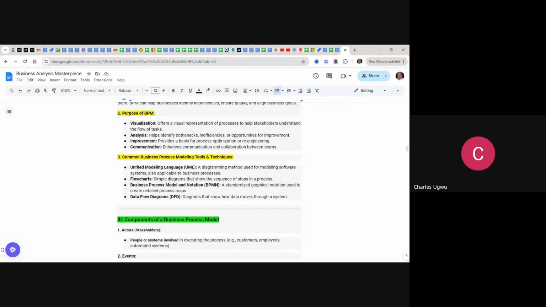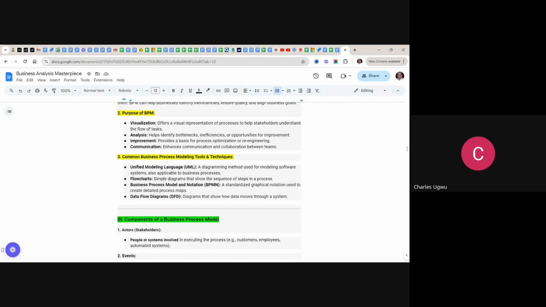Some of us will know what draw.io is all about. I think we've used it before. Is there anybody who does not know these tools I'm calling, like draw.io or Lucidchart or Visio? At this point, if you don't know it, let me know. Okay, all of us know these because I think we have used them at some point.